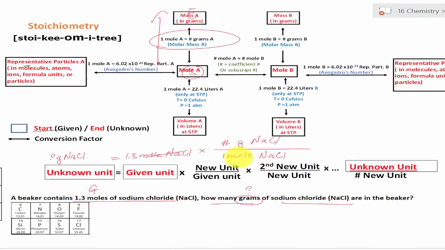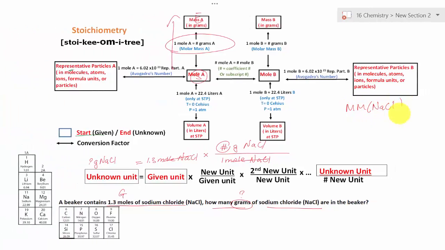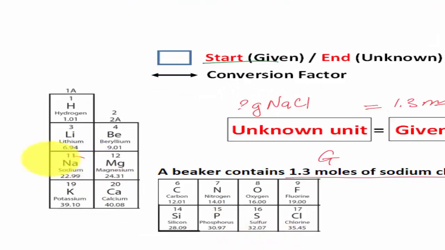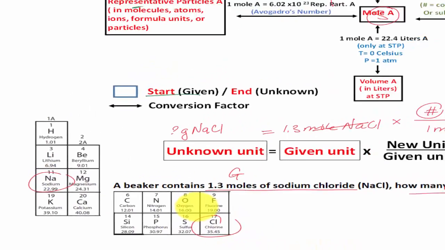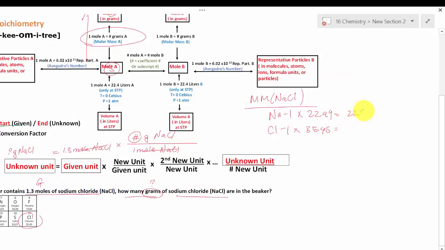We can cancel out the moles of NaCl. But what about this number? Again, that is your molar mass. So we go and find the molar mass of NaCl. Using our periodic table, we have Na right there, and Cl right there, and we have one Na and one Cl as well. So Na is 22.99, and Cl is 35.45. So we can just add them up together. We have 22.99 plus 35.45. We add them up, and what do we get?